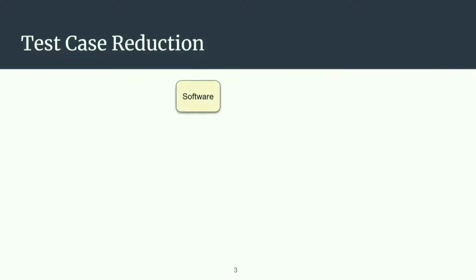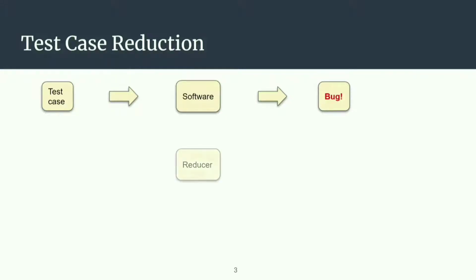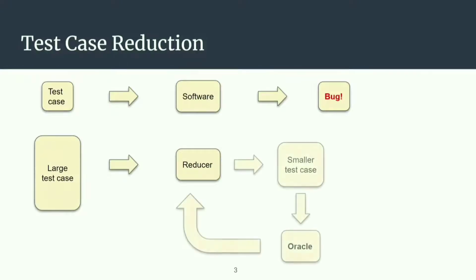Given a software under test, a test case is fed into the software as an input, which may reveal a bug. This test case could be large and contain many parts that are not relevant to the bug. So the large test case is fed into a reducer, which will try different smaller test cases and interacts with an oracle to check whether the smaller test case exhibits the bug or not. When a smaller test case is found, the process can be repeated to find further reductions.